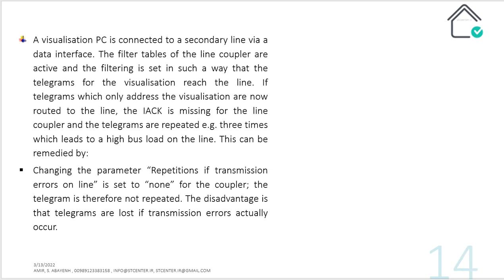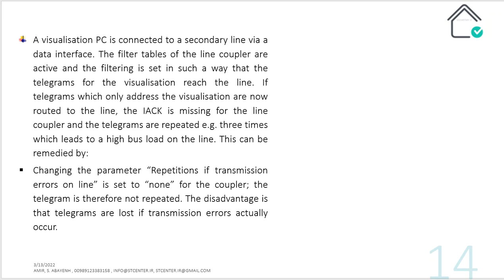Another example where we change it is when a visualization PC is connected to a secondary line, okay, not a main line, via the data interface. The filter tables of the line couplers are activated, and the filtering is set in such a way that the telegrams for the visualization reach the line. If telegrams which only address the visualization are now routed to the line, the acknowledgement is missing for the line coupler, and the telegrams are repeated 3 times, which leads to high bus load on the line. This can be remedied by changing the parameter repetition of transmission error on a line to none for the coupler. The telegram is therefore not repeated. The disadvantage is that telegrams are lost if transmission errors actually occur.